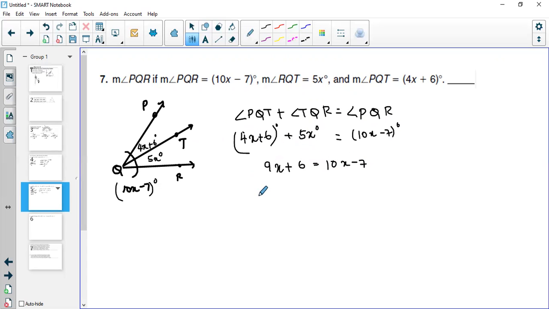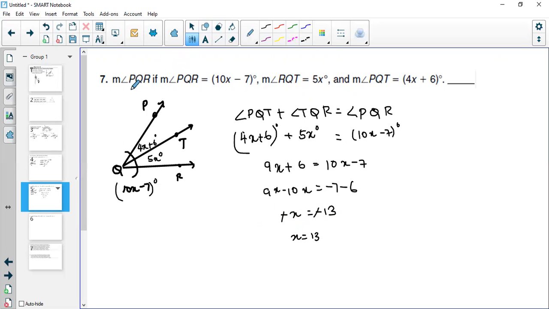Now you must be pros by now to solve these questions. So 9x minus 10x is going to be equal to minus 7 minus 6. So this is negative x equal to negative 13, which means both sides cancel. It will cancel the negative because both of them have negative signs. So x is equal to 13. We have found the value of x. Almost we are done with the question.